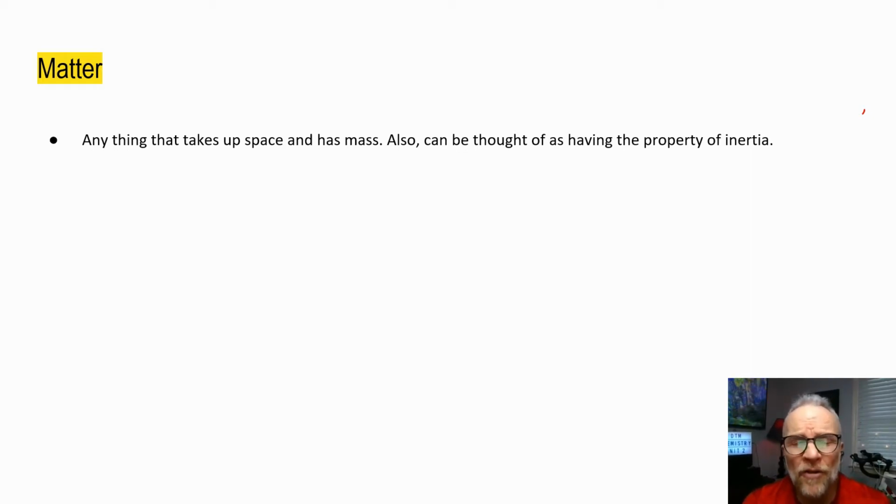Matter can also be thought of as having the property of inertia, or resistance to change in motion, which is Newton's first law. Objects at rest stay at rest. Objects in motion stay in motion unless acted upon by an outside force. I always think it's helpful to divide matter up and do a little chart before we talk about each individual part in more detail.